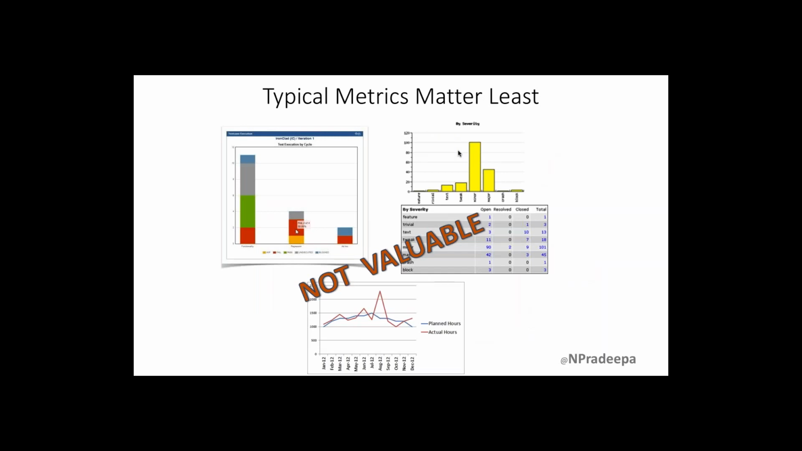Typical metrics matter least. What happens is, I used to spend about 4 or 5 hours every Friday collecting all these different metrics. How many test cases have we executed? Out of that, how many passed? How many failed? How many mission critical bugs did we find? Severity, priority, all those things, right? I used to spend a ton of time coming up with these metrics and sending them out.